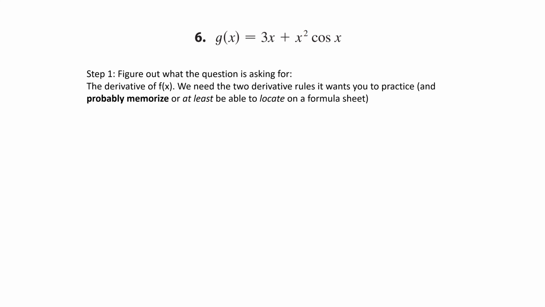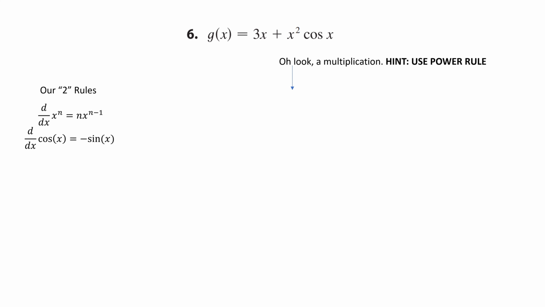So basically we have to figure out what the question is asking for. It wants a derivative, and the goal of this is it basically wants you to be able to locate the formulas in a formula sheet and probably memorize them. So the first one is, when you take the derivative of a polynomial, you take the old power n, move it in front, and subtract 1 from it. The second one is that the derivative of cos x is just negative sine. Okay, so let's jump right in and take the derivative here.